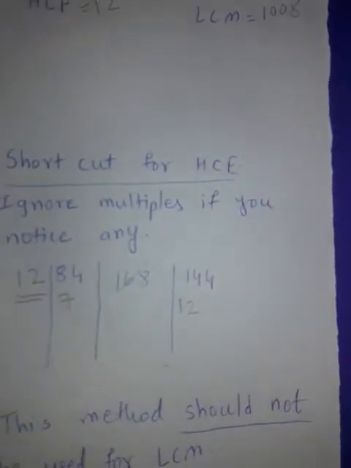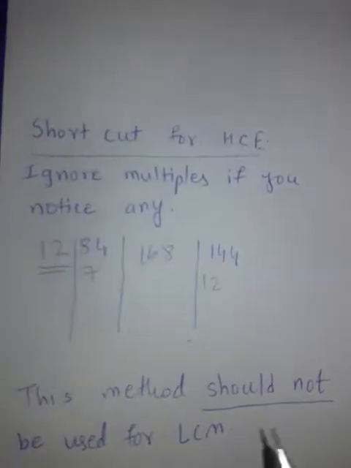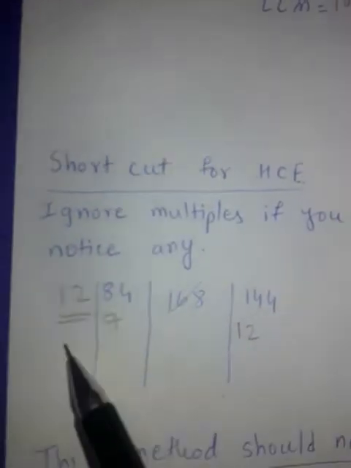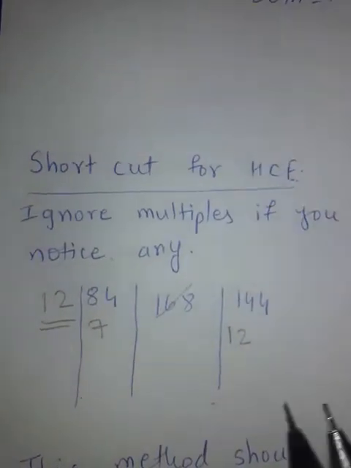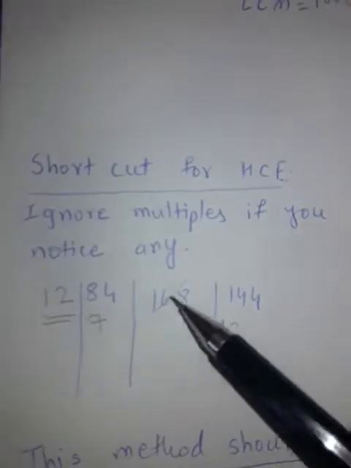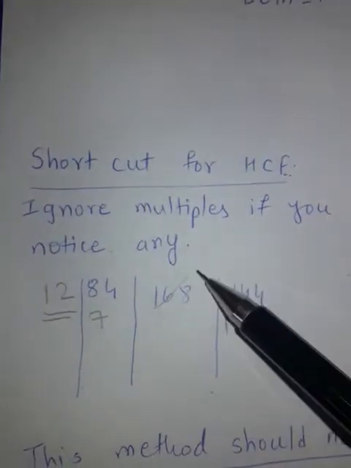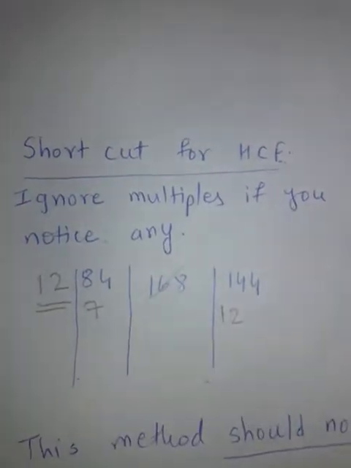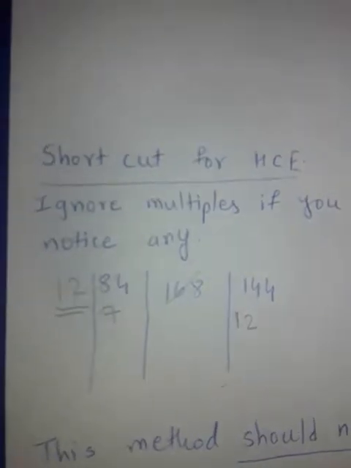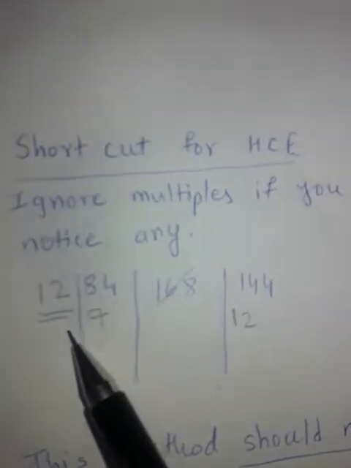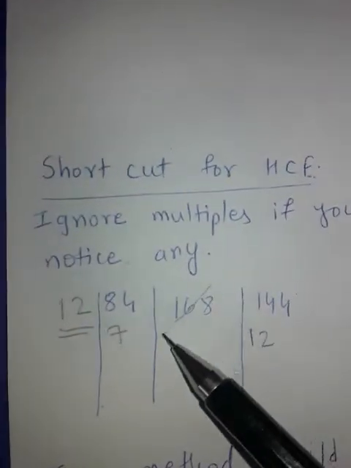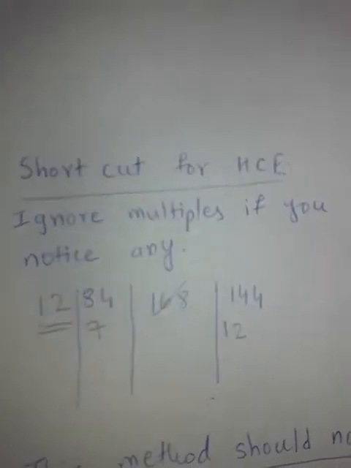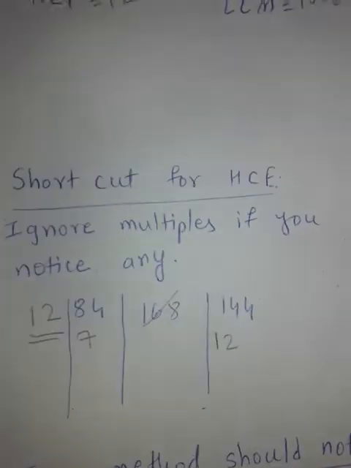Remember, don't use this method for finding LCM. Don't use this, like this, that now horizontal into vertical now becomes LCM. No. Since you have ignored this, you shouldn't use this method for finding least common multiple. Are you getting it? So your HCF is 12. You have ignored this number. Still the HCF remains the same. This is the shortcut for HCF.